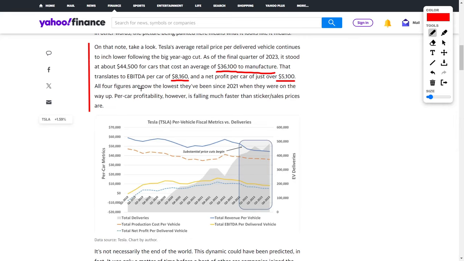So the main complaint here is that all four of these figures are now at their lowest that they have ever been since 2021, and investors don't like that.